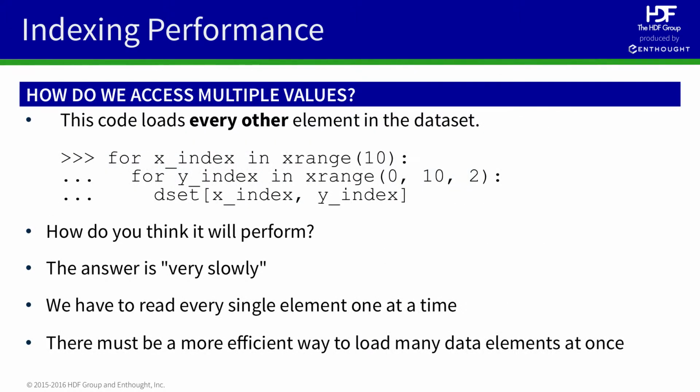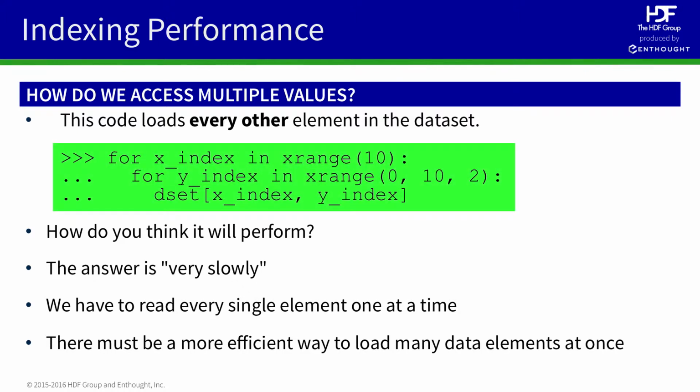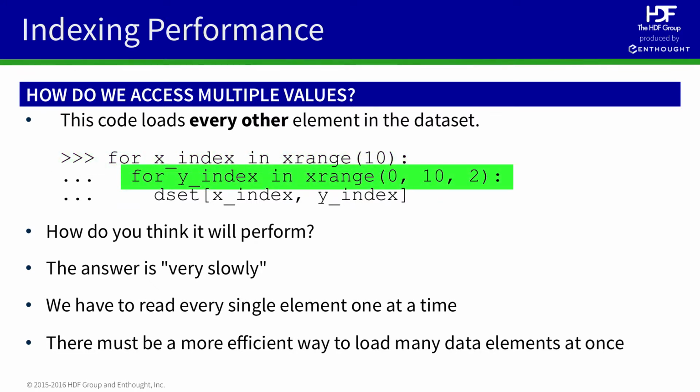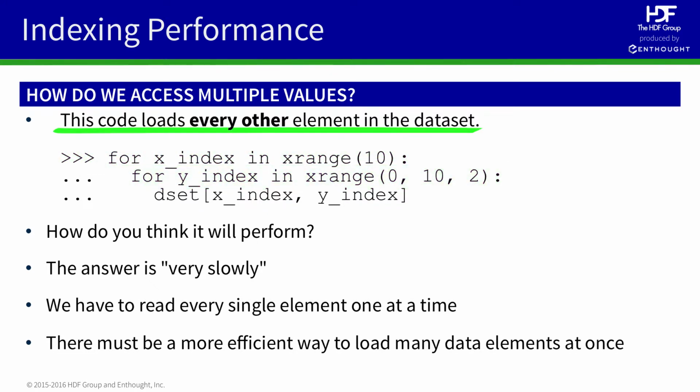Now that we've seen how to use NumPy indexing to access pieces of the data, let's think about how to access multiple values. One simple way for our two-dimensional dataset is simply to use a pair of nested for loops, one of which iterates over the x index, and the other one which iterates over the y index. In this example, we try to iterate over every index in the x direction and every other index in the y direction. Take a minute to think about the performance of this code. Unfortunately, it does not perform very well.